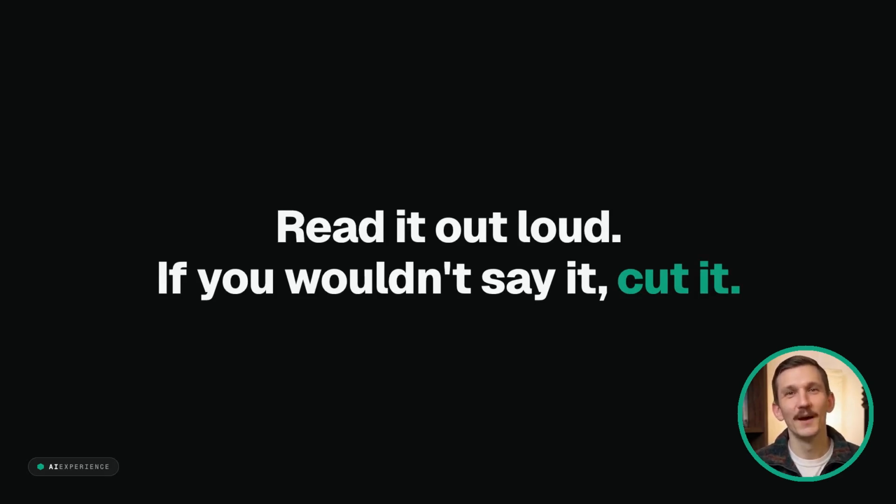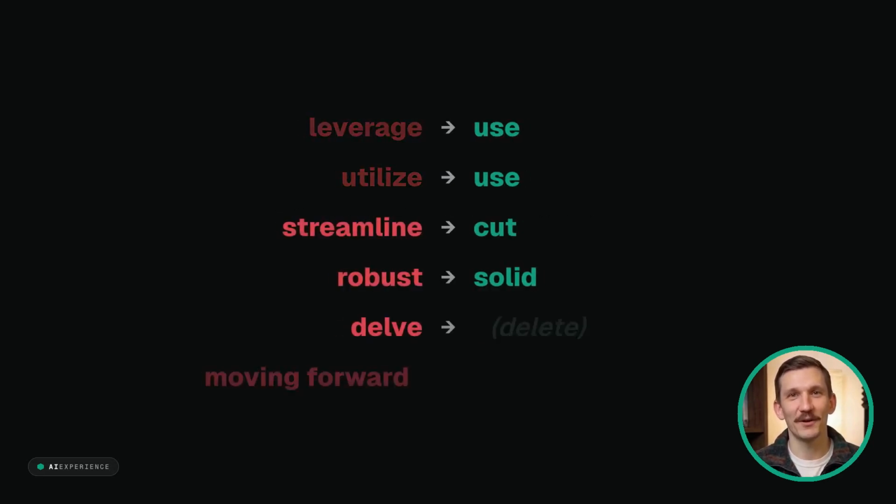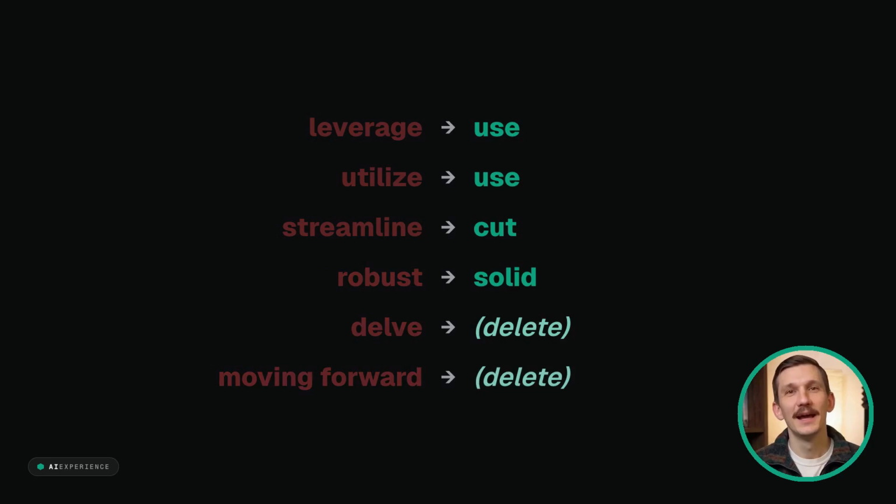Read your draft out loud, one time. Your own mouth finds these words instantly. If you'd never say it across a desk, it doesn't belong in the email. That test costs you 30 seconds and catches more than any tool. The fix is a kill list. Leverage becomes use. Utilize becomes use. Streamline, robust, delve. Cut them or swap them for the word you'd actually say. My full list is 20 words, it's in the description, and one pass through it takes about a minute.